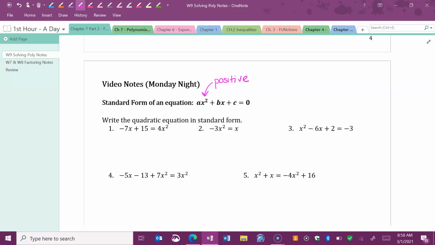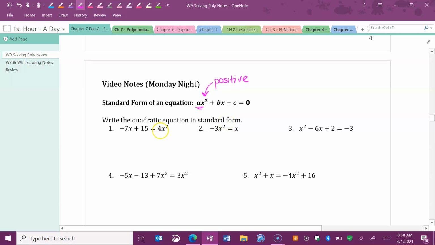So you're going to do yourself a favor if you set it equal to 0 with the ax squared term being positive. I'm going to do one today that has it negative just so you can see, but you'll do yourself a favor if you always make that x squared term positive. So for instance, if I look at number 1, we're not actually solving these, we're just going to write these in standard form.